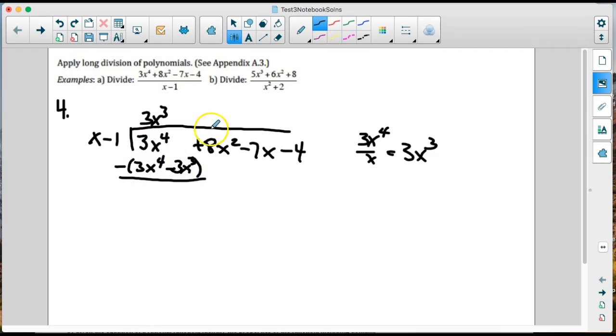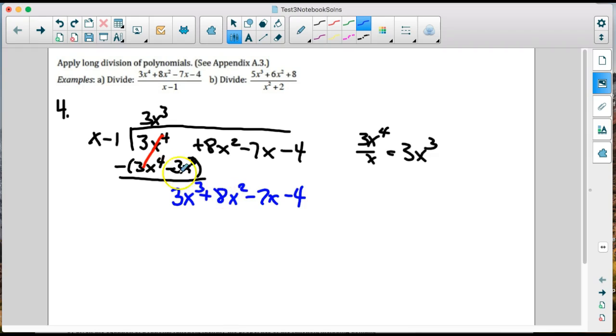So this part is gone. The x to the fourth reduces out. Then we'll have a polynomial that has minus a negative 3x cubed, which is positive 3x cubed. And the rest of the terms here that we didn't deal with yet, 8x squared minus 7x minus 4.